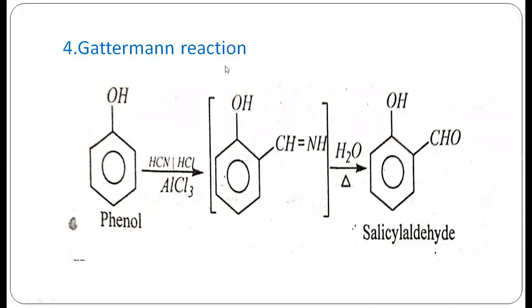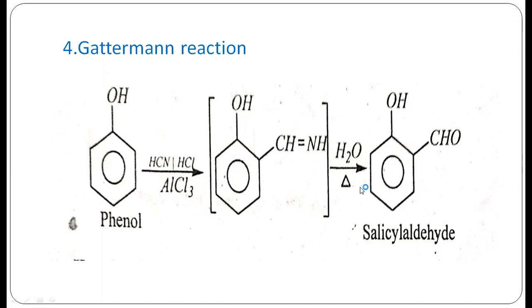In the Gattermann reaction, the main reactant is benzene, or we can take phenols, any aromatic compound, either benzene or one with electron donating groups substituted on the aromatic ring. When it reacts with hydrogen cyanide in the presence of HCl and AlCl3, which acts as a Lewis acid, the product is benzaldehyde. If we take only benzene, the product is benzaldehyde. But here I have taken phenol as the reactant. When phenol reacts with hydrogen cyanide in the presence of HCl and AlCl3, the product is salicylaldehyde.